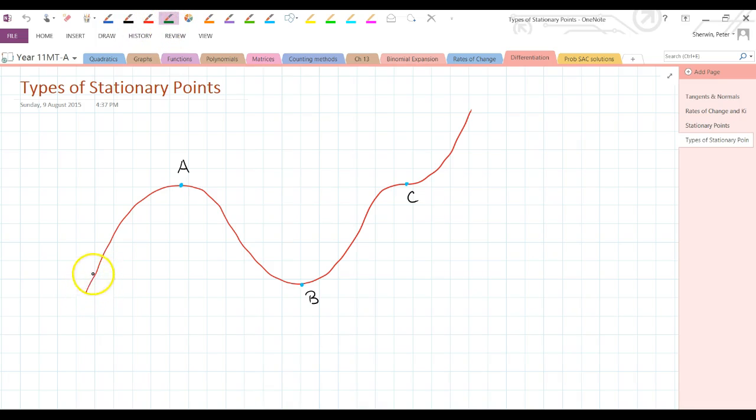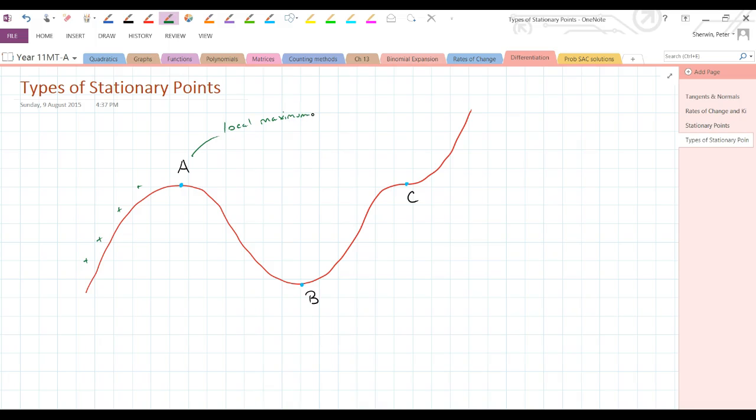So as we move from left to right, we've got an increasing curve with a positive gradient. We dip through this point A, which is a stationary point. We've discussed that. We're talking about now what type of stationary point it is. Well, it's obvious by looking at it that we've got a local maximum. All right, so we need to call it that, a local maximum.